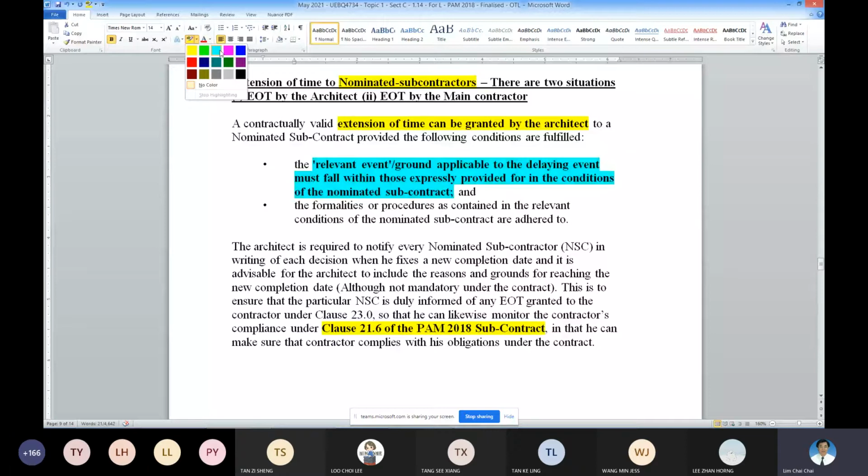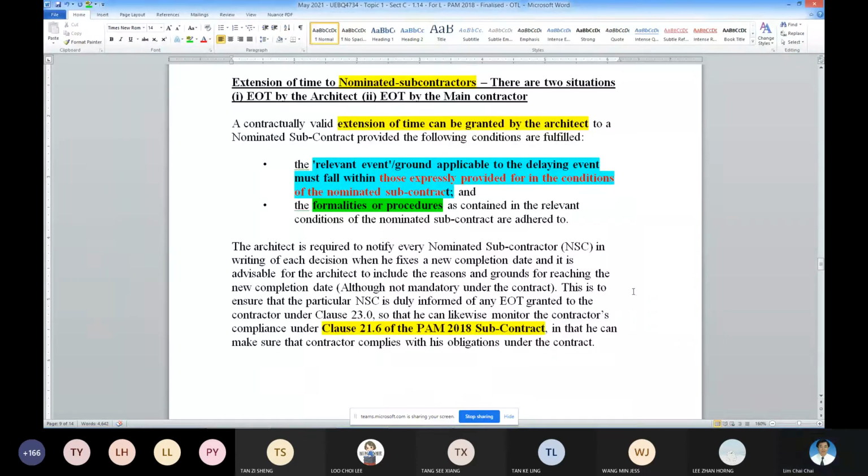See here, the relevant events, you have to look at what is expressly provided under the NSA's contract. Okay? The procedures must be followed strictly, notification and everything. So please remember, if you are working for NSAs, these are the things that you need to look into. If you are evaluating NSAs, then these are the documents that you have to refer to. Please remember, don't simply use the main contractor item to evaluate the NSA's item. It could be items that are slightly different.